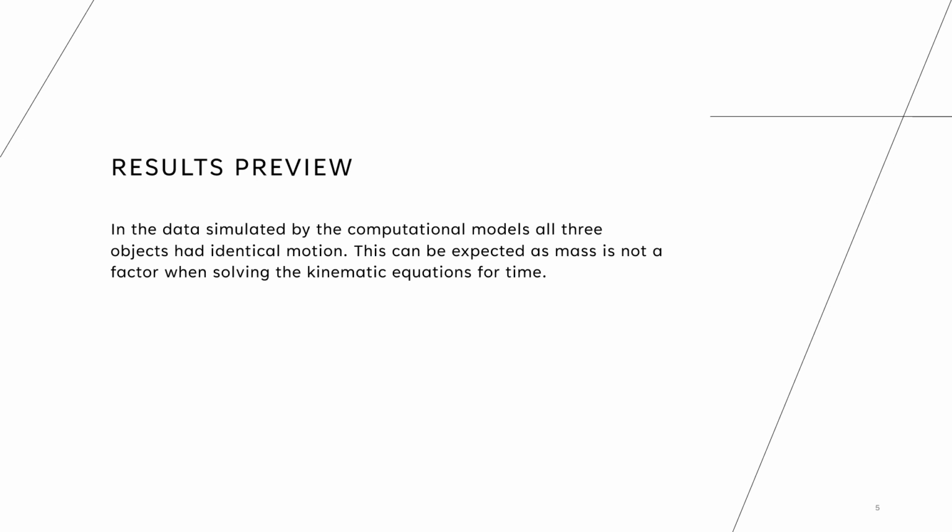Results preview. In the data simulated by the computational models, all three objects had identical motion. This can be expected as mass is not a factor when solving the kinematic equations for time.